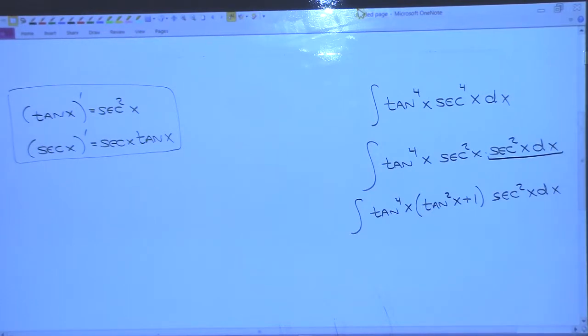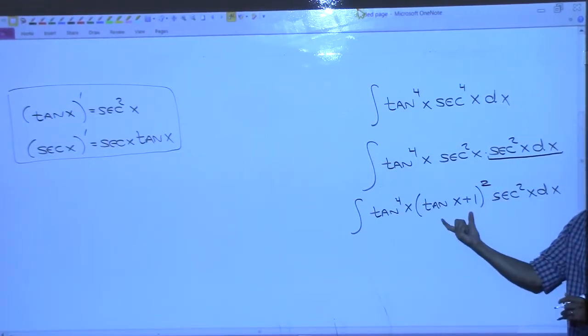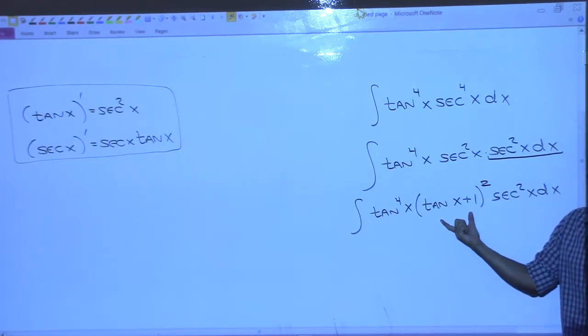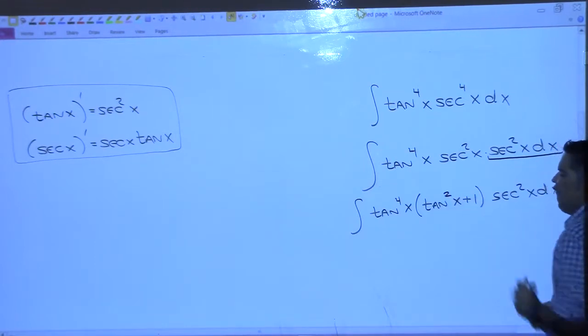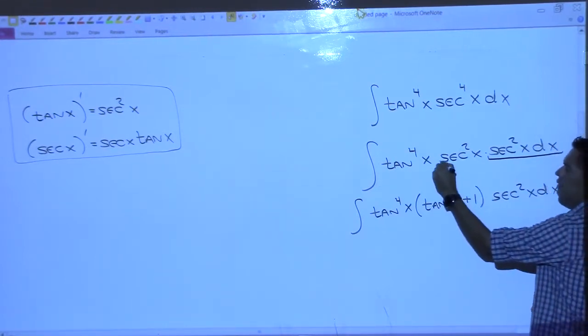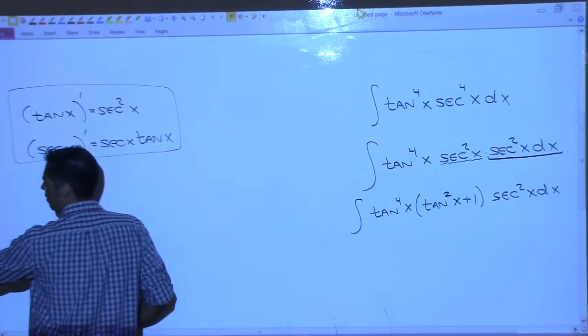Yes? You wouldn't put just the squared on the outside of the parentheses? No, because this is not the same as this. This would mean FOIL it, and then you get tangent squared x plus 2 tangent x plus 1. That's different. All we're doing is replacing that piece with what it is over here in the identity.